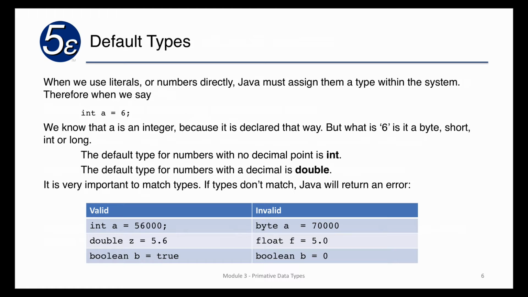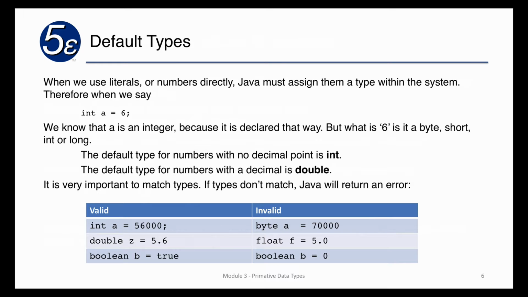So as I mentioned before, when we use literals, the actual values such as 6 or 5.6, Java has some default types for that. The default type for numbers that have no decimal point is an int, the 32-bit version, and the default type for numbers with a decimal is a double, not a float. It is important to match types. Java will not automatically do what's called casting for you. Java will return an error if the types do not match. So down here we have int a equals 56,000, and what would be invalid would be byte a equals 56,000.